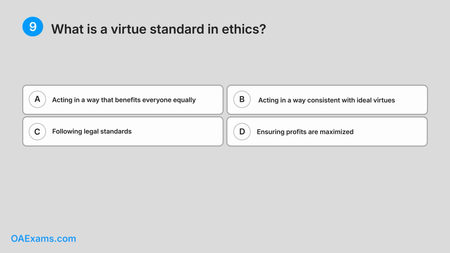9. What is a virtue standard in ethics? A. Acting in a way that benefits everyone equally. B. Acting in a way consistent with ideal virtues. C. Following legal standards. D. Ensuring profits are maximized. Can you guess the answer?